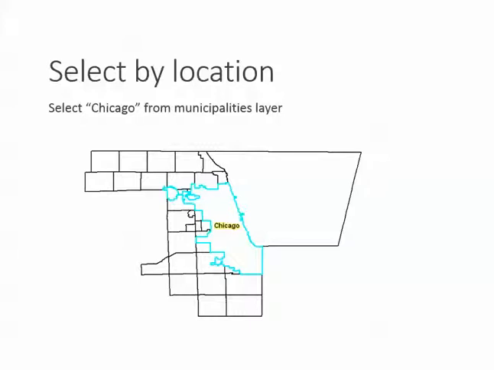So what we have here is a layer that represents municipalities, and we've highlighted Chicago and created a shapefile that represents just Chicago, by using a normal selection tool or selecting by attribute and creating that shapefile. Using that shapefile, we then select by location all of the census tracts that have their centroid point within the Chicago city limits.